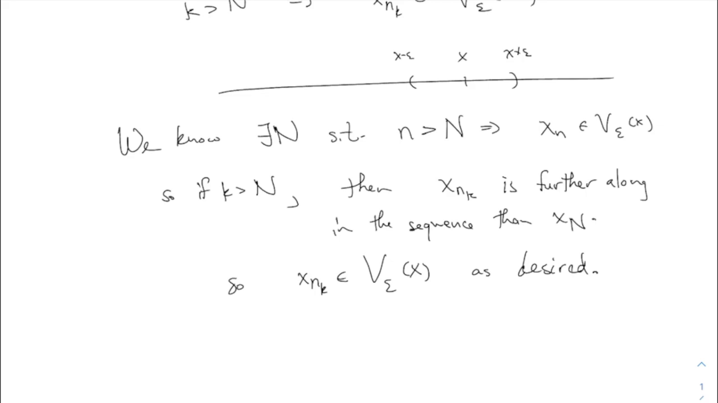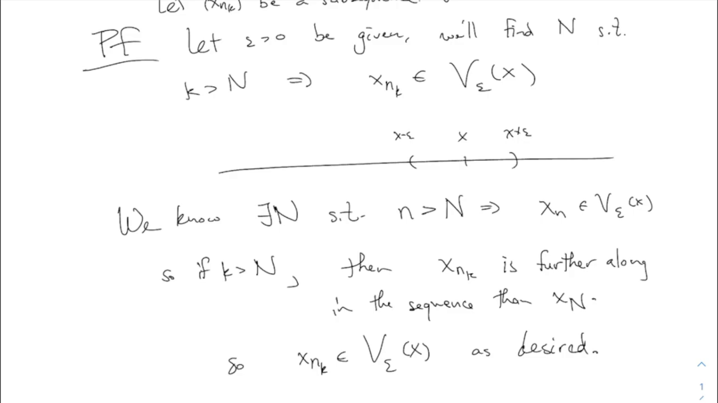Yeah, it doesn't mean that all of them are in here, it just means beyond a certain point, they're all in here. But since beyond this point all of them are in there, it means that beyond that same point, all the ones in the subsequence are in there. You might worry if maybe the subsequence uses some of the earlier ones later or something, but the fact is the subsequence terms are always, this is why I said this kind of thing, term k in the subsequence is further along than term N from the original one. So you don't have to worry about getting some earlier values later in the subsequence.